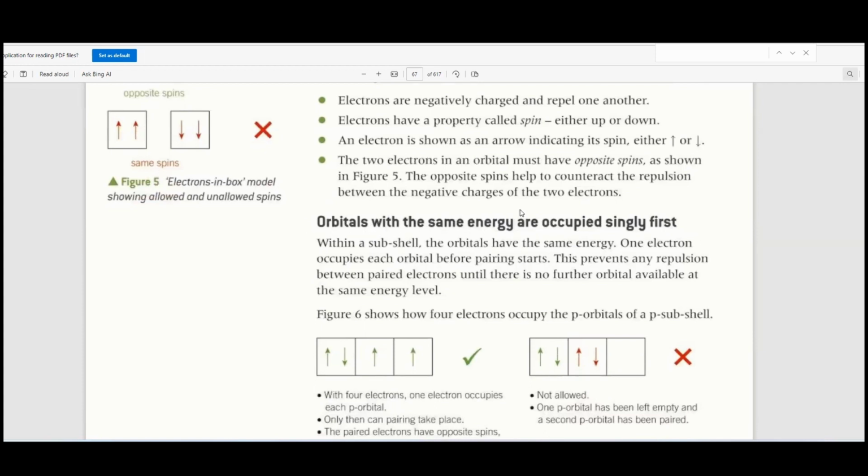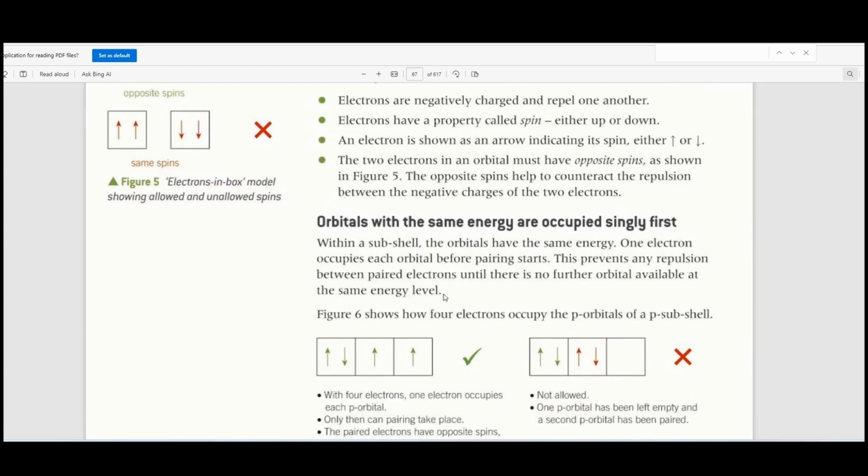So orbitals with the same energy are occupied singly first. Within a subshell, the orbitals have the same energy. One electron occupies each orbital before pairing starts. This prevents any repulsion between paired electrons until there is no further orbital available at the same energy level.